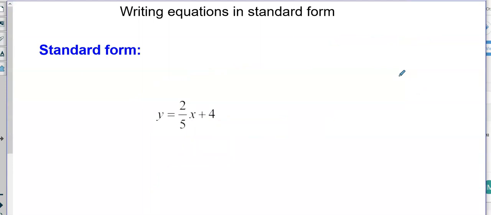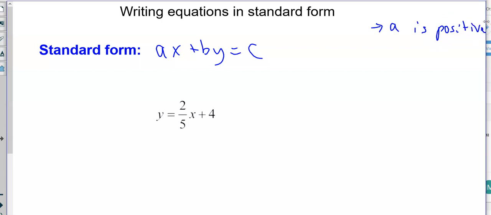So standard form has a couple of things to it. Standard form officially looks like this: ax plus by equals c. But there are a couple of things that we're very particular about. One requirement is that a must be positive. So if a is not positive, you would divide everything by negative and make sure a is positive. A has to be positive.